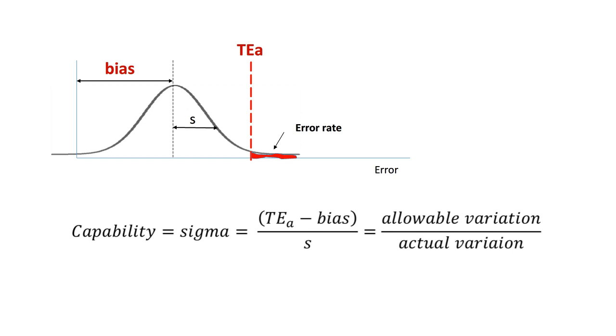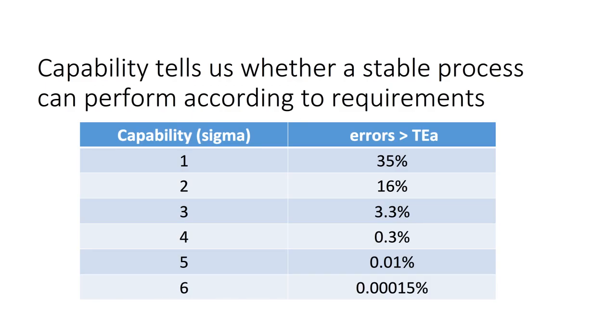The process capability tells us about the performance of a stable process. A capable process will have a very low serious error rate. This table shows the serious error rate as a function of process capability. For example, at a signal level of 3, we'd expect 3.3% serious errors. I think you can appreciate that this is an important characteristic.